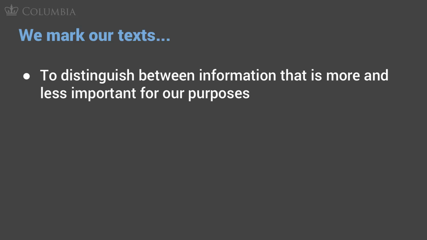First, we're trying to distinguish between different types of information in our reading. In particular, we're trying to zero in on information that matters versus information that doesn't matter. Information that we need to spend time remembering and studying versus information that we can overlook or ignore.